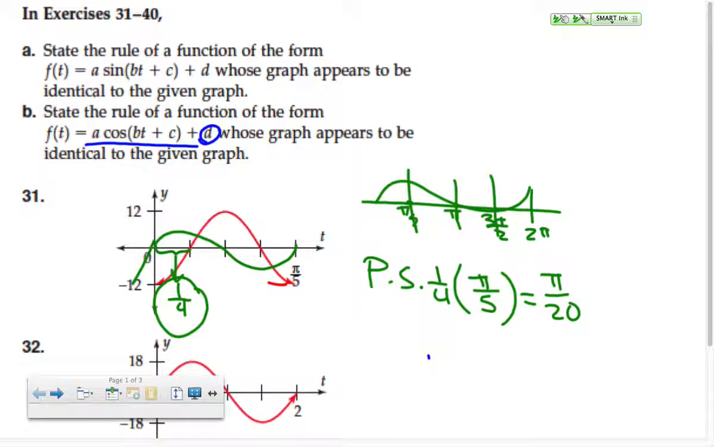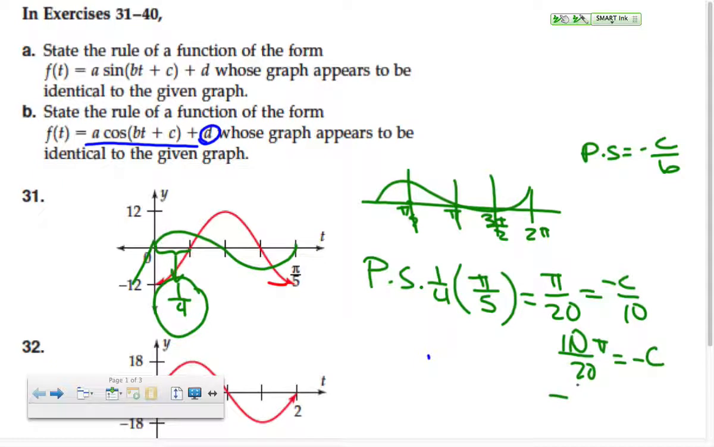The B value in this is the same as the other one. So this is going to be the phase shift. To find my C value, it's equal to negative C over 10, because 10 is my B value. Remember that a phase shift is equal to negative C over B. So I'm going to multiply both sides by 10. So I have 10 pi over 20 equals negative C. So it's a negative pi over 2.